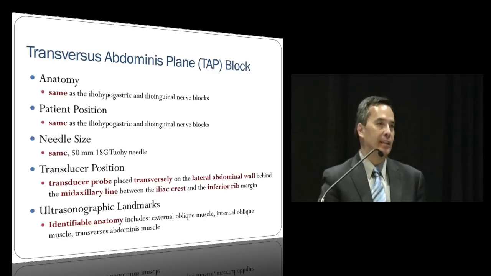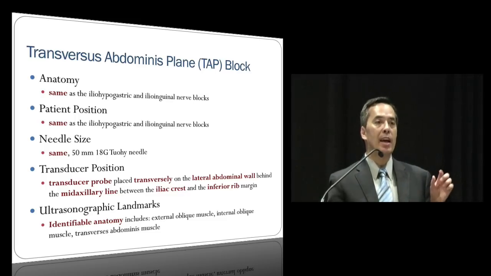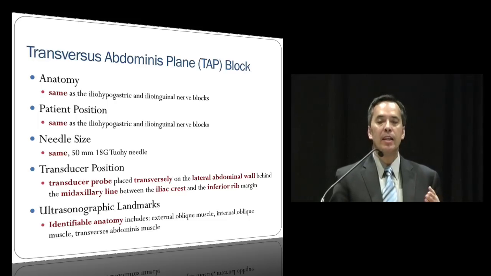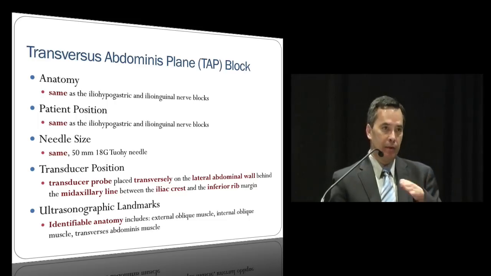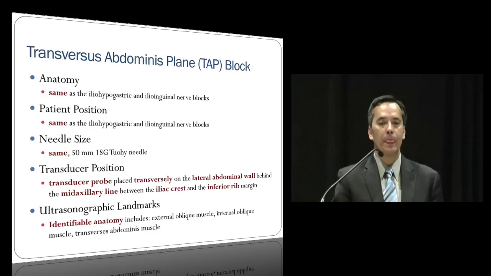Okay, so let's talk about the TAP block. Really much the same thing. Stay on the same side, same patient position, same needle size, same transducer position. Where you want to go is you want to identify the iliac crest, the inferior rib, and in a line in between it, the mid-axillary line. I'll show you a nice slide. And the identifiable anatomy is the same layers.